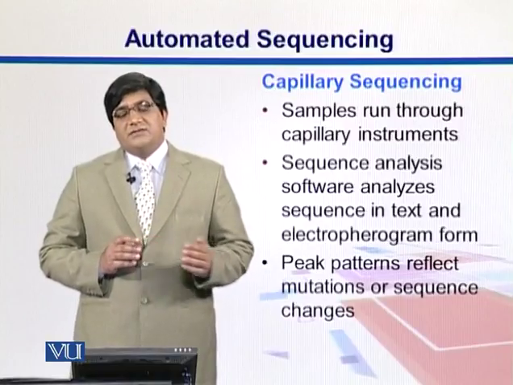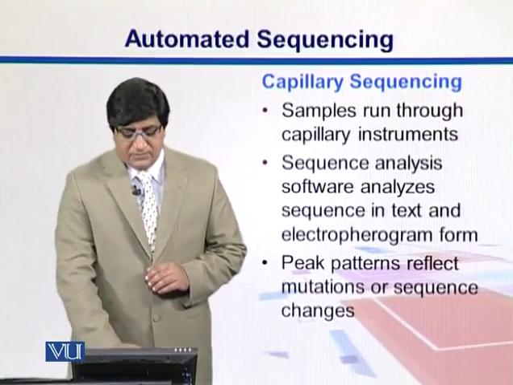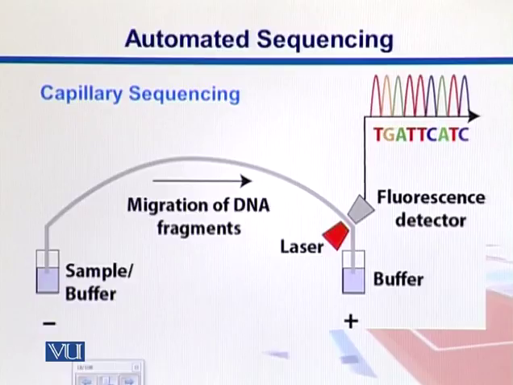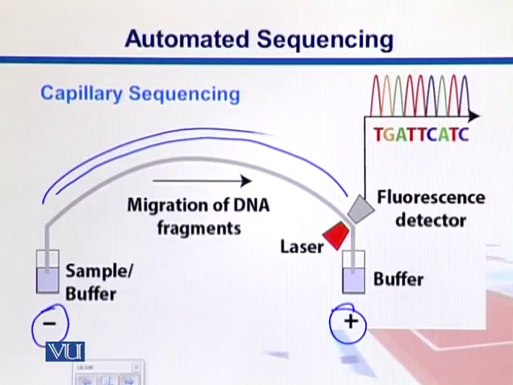In the same way, in capillary sequencing, there is a little bit of modification. These DNA fragments run through the capillaries. So here is how it looks. We have the sample, we put it in a buffer that is negatively charged. Then we put a capillary in it, and we connect the other end of the capillary to a buffer where there is a positive charge. So DNA runs from the negative to the positive direction.